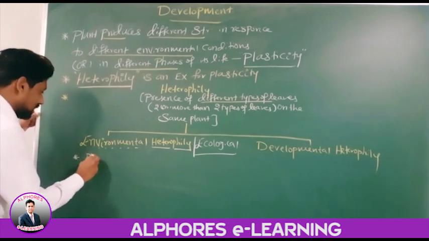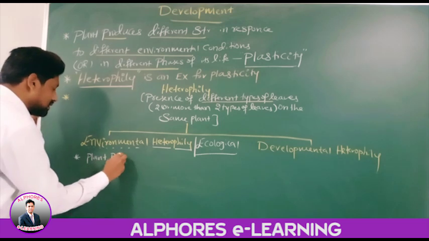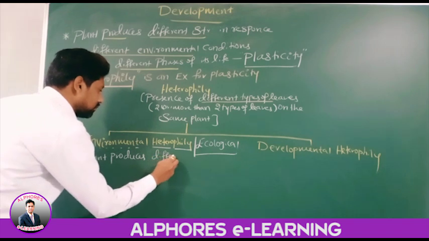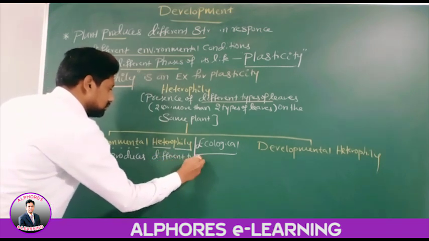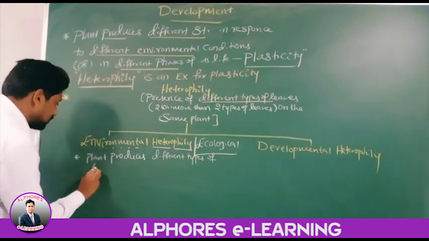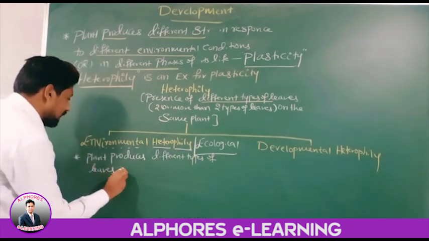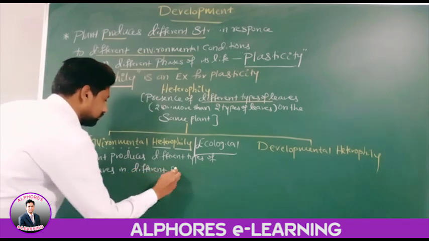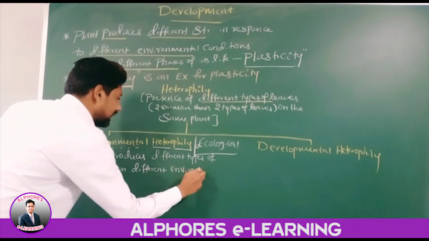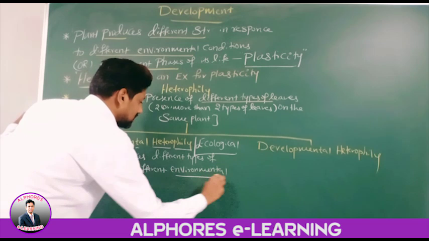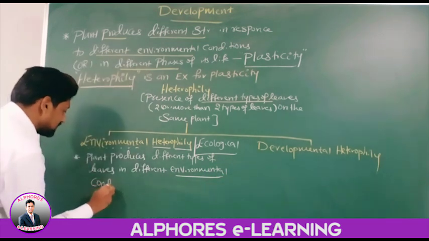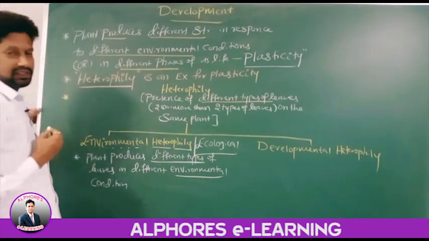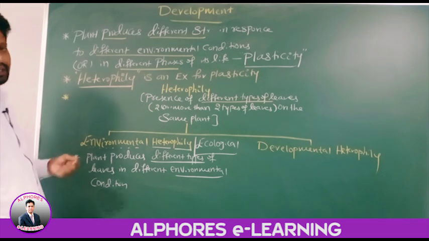Therefore, the plant produces different types of leaves in different environmental conditions. It means if the environmental condition changes, the plant produces different types of leaves. So we are calling this one environmental heterophily, right?